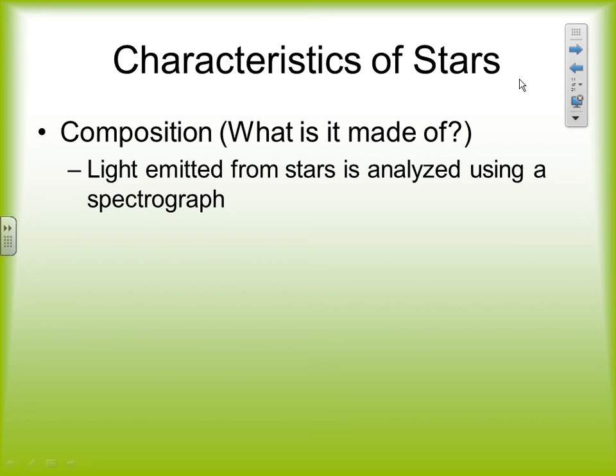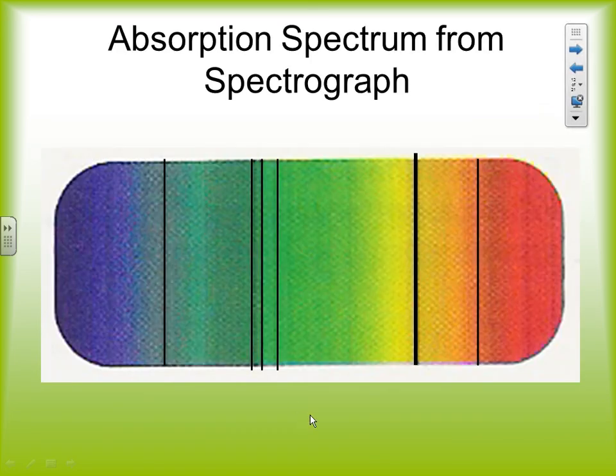We look at the light that is emitted from the stars and analyze it using something called a spectrograph. There are different kinds of spectrographs, and some of them work different ways, but each star gives off a characteristic amount of energy. And you'll do this way more in chemistry. We don't do it so much in here, but this is an example of an absorption spectrum.